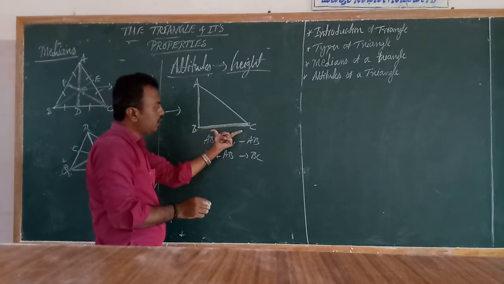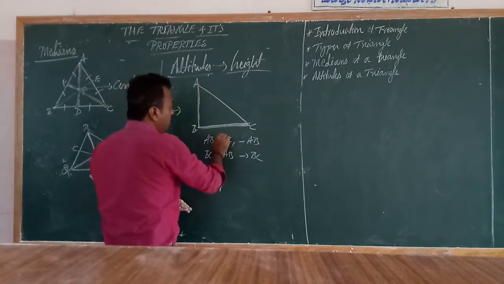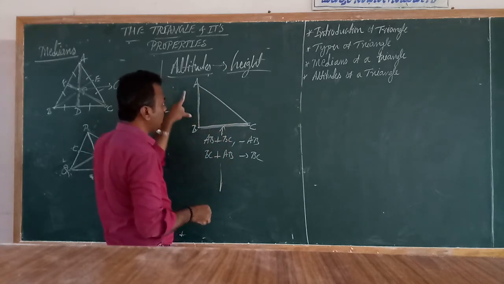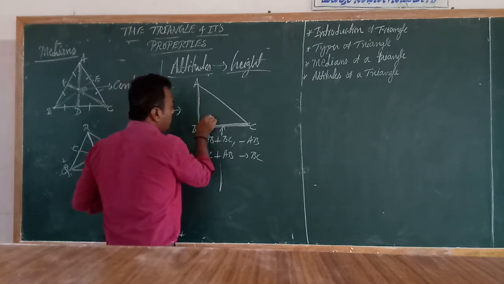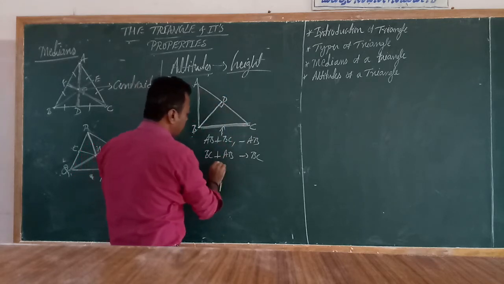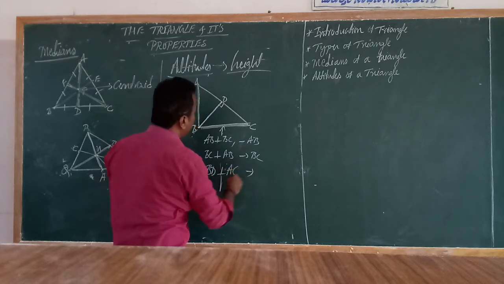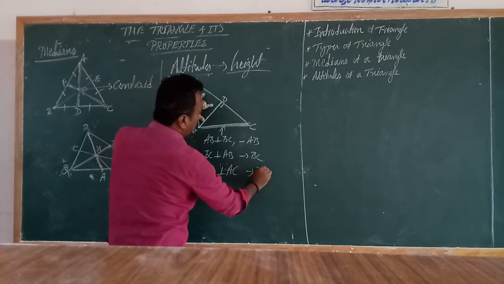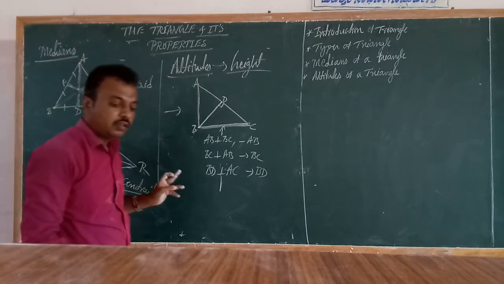Here, BC becomes the height and AB becomes the altitude. Okay. If you look at it from the other angle, BC becomes the base and AB becomes the height. Okay. Then from the vertex B, I am drawing a perpendicular line to the opposite side. That is BD is perpendicular to AC. Therefore, BD is also an altitude of the triangle. Are you understood?